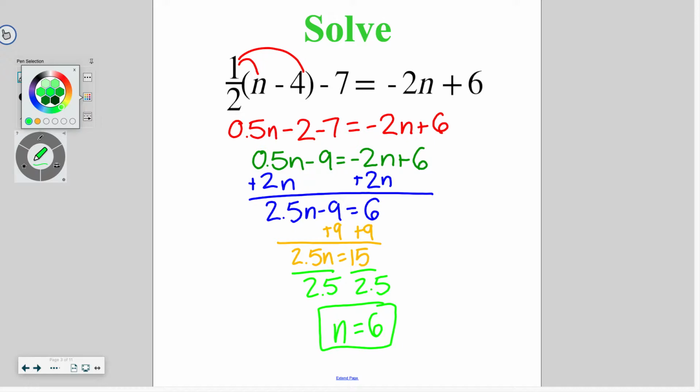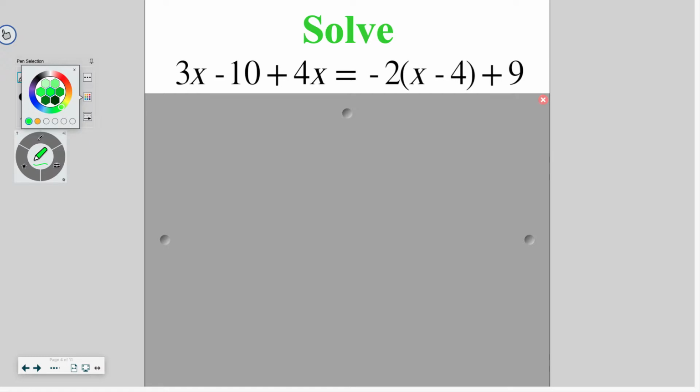If I take 6, 6 minus 4 is 2, half of 2 is 1, 1 minus 7 is negative 6. Negative 2 times 6 is negative 12, plus 6 is negative 6. So both of those sides of the equation end up being equal. You can always plug your answer back in to check it. Go ahead and try this one on your own.